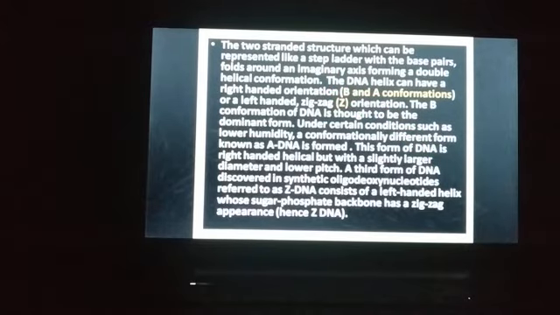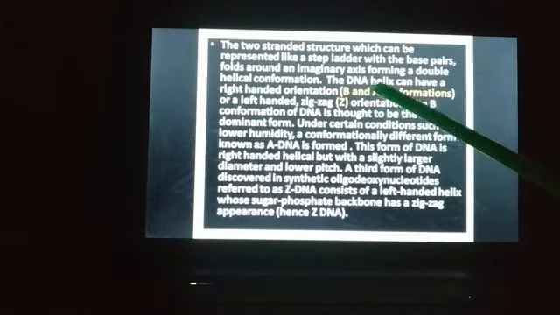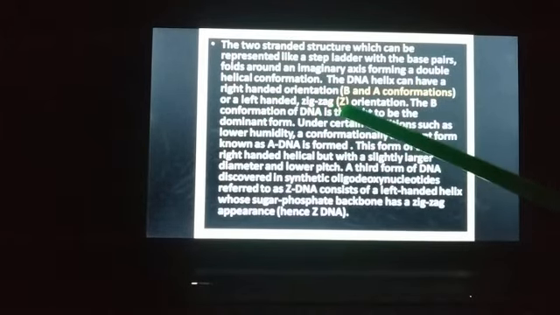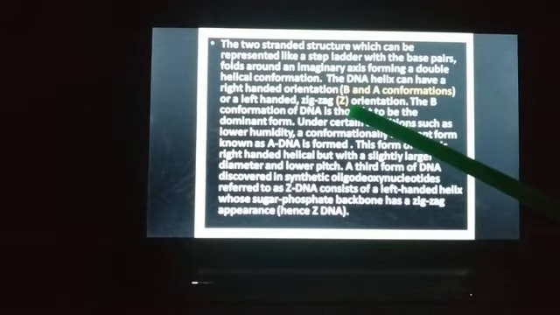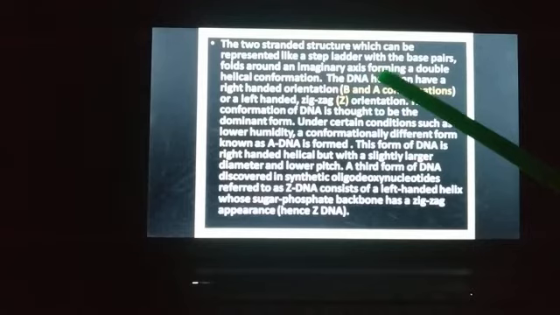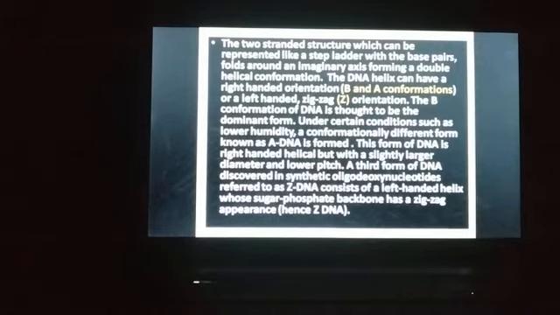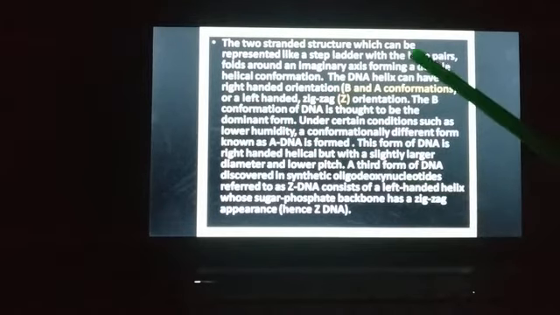So the DNA helix can have right-handed orientation. In right-handed, it can be B and A configuration, or left-handed, that is zigzag, which is Z orientation. So the three different types of DNA will be A, B and Z according to the orientation. A and B will have right-handed and Z will have left-handed. The B configuration of DNA is thought to be the most dominant form. So usually the DNA has the B form.